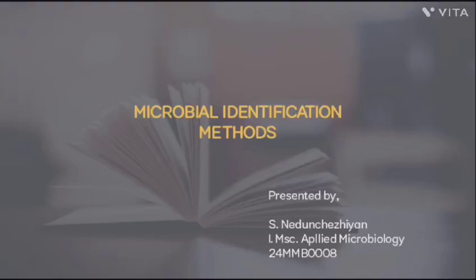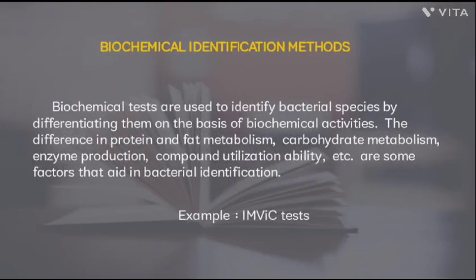Microbial identification methods. Biochemical identification methods. Biochemical tests are used to identify bacterial species by differentiating them on the basis of biochemical activities. The difference in protein and fat metabolism, carbohydrate metabolism, enzyme production, compound utilization ability, etc. are some factors that aid in bacterial identification.